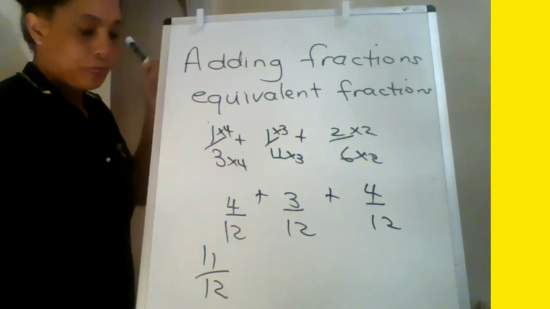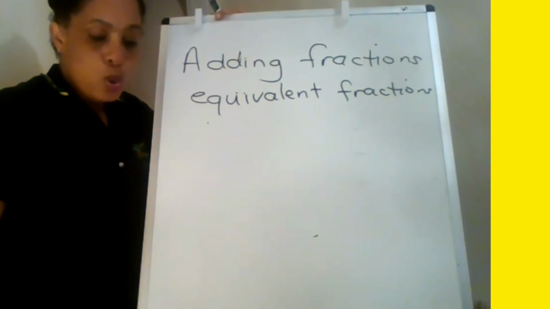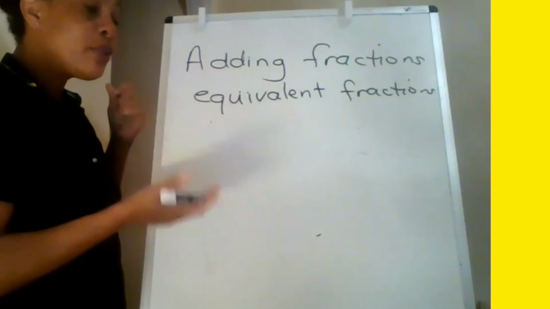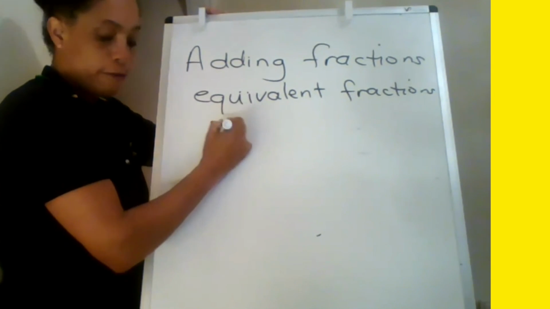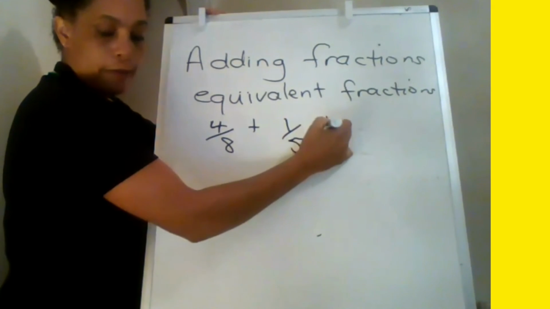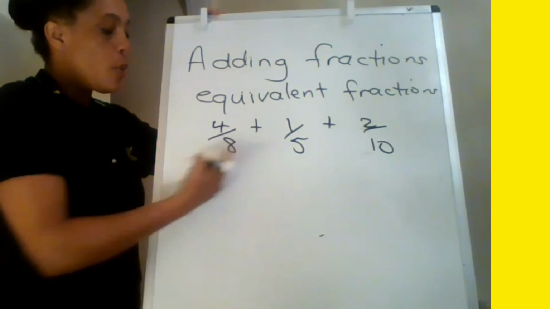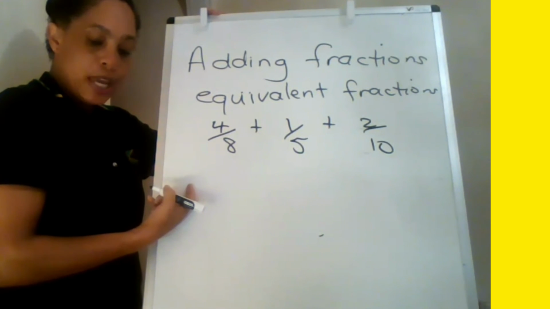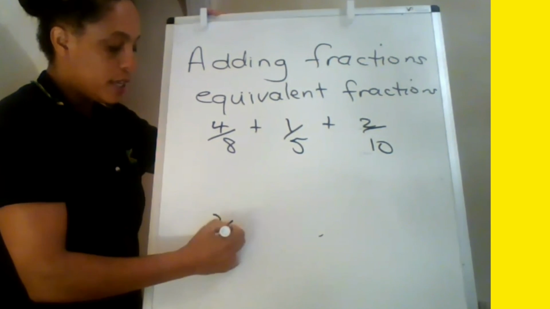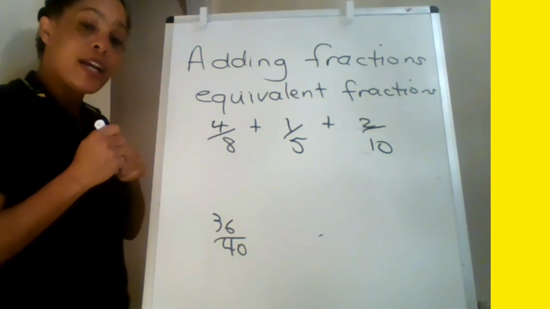Now, I'm going to leave you with one question that I'd like you to try for yourself. 4 out of 8 plus 1 out of 5 plus 2 out of 10. Now, when you're finished with that, you should get the answer 36 out of 40. Have a go at it and see if you get that as your answer.